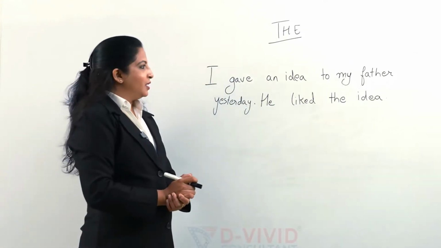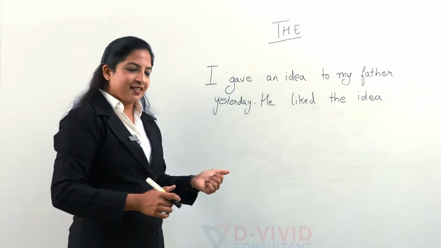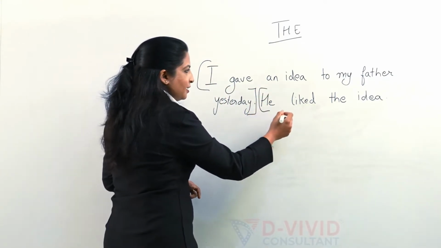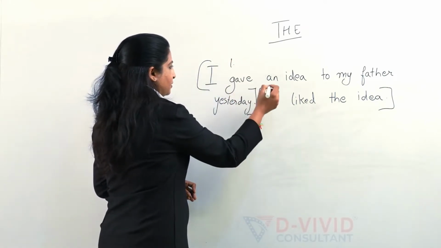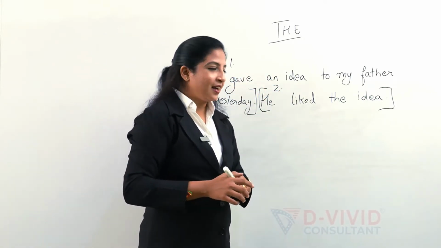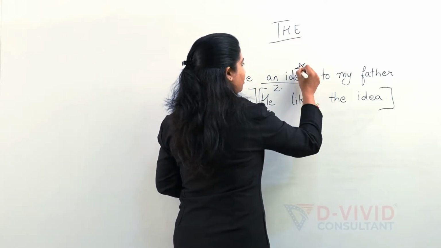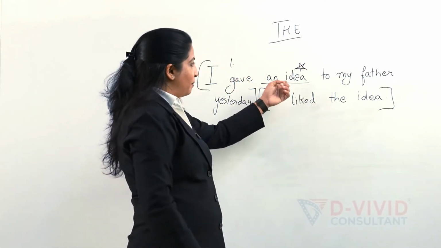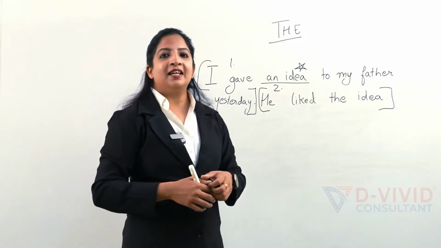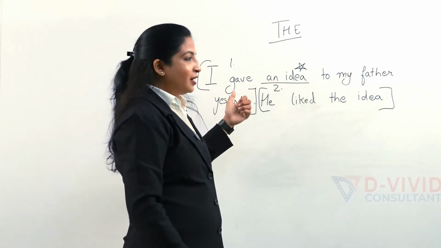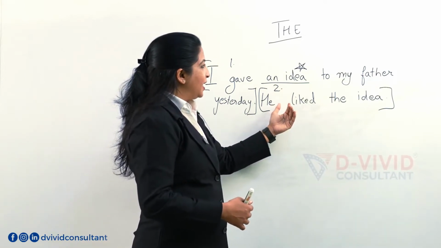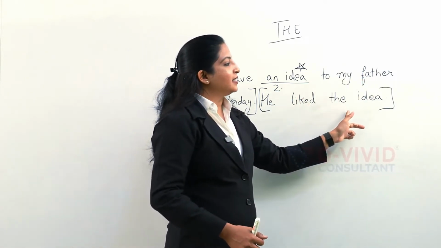Now here again there are two sentences. This is the first sentence and this is the second. Easy? Okay, so what have I written? I gave an idea. Here I have introduced the noun idea, and because we have idea when we pronounce a, we have an. So we have here I gave an idea to my father yesterday. ये एक sentence है. दूसरा he is who? My father. He liked the idea.